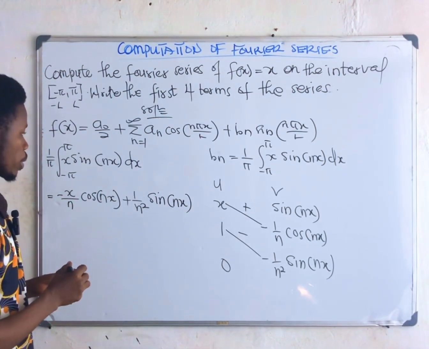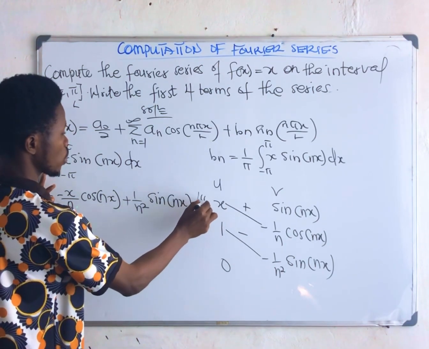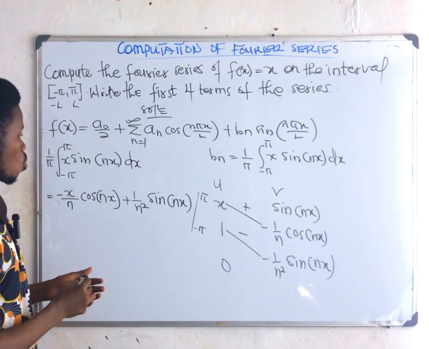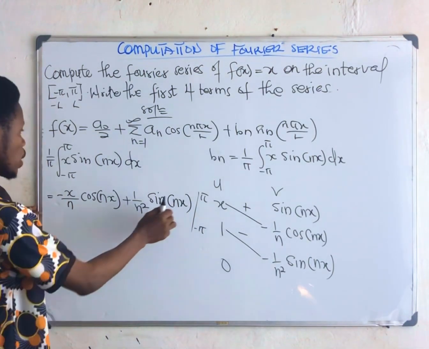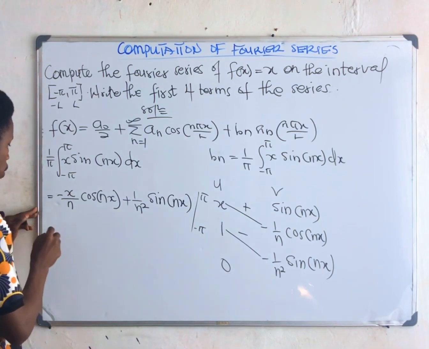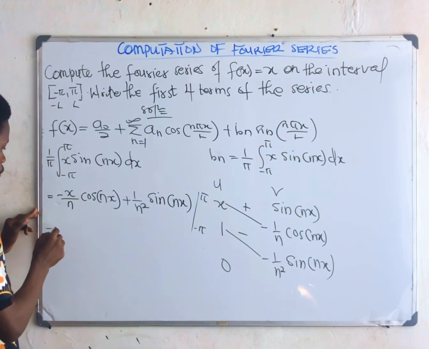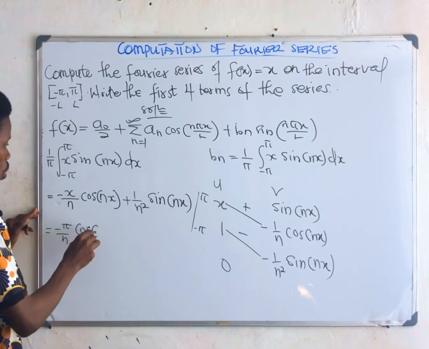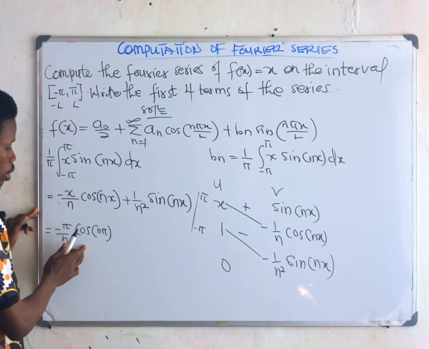Now after this one, we have to substitute negative pi towards pi. So that's what you are going to do here. So let's start. I'm going to put the pi here first. So wherever I see x, I'm putting pi there. So I'm going to have negative pi over n cos n pi. Is that all right?